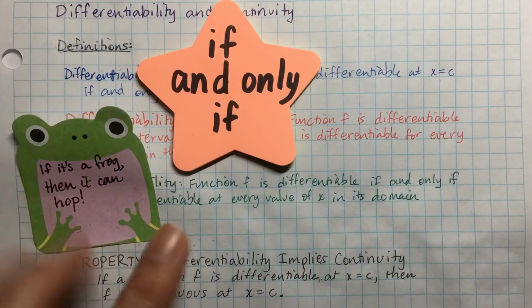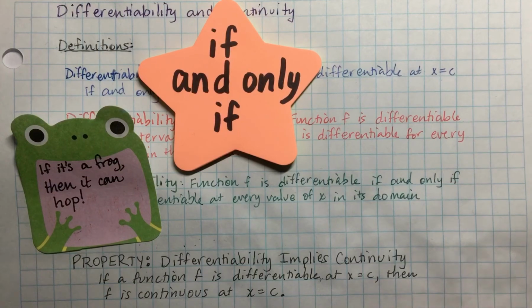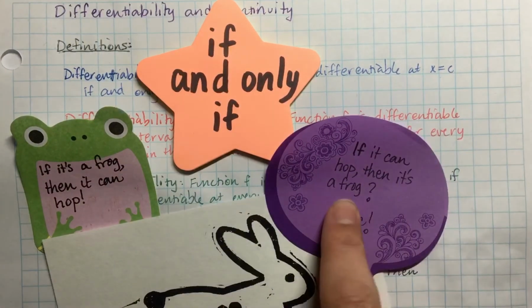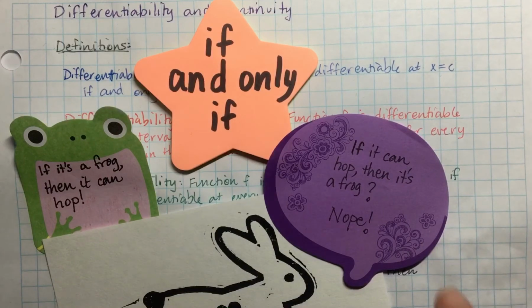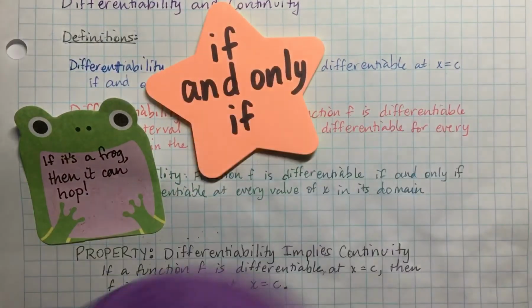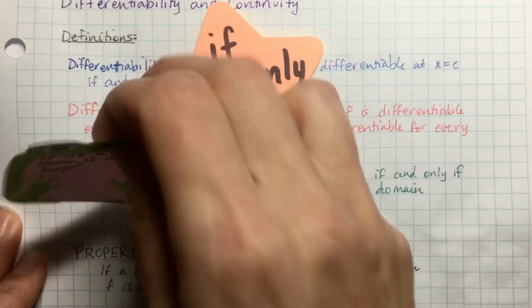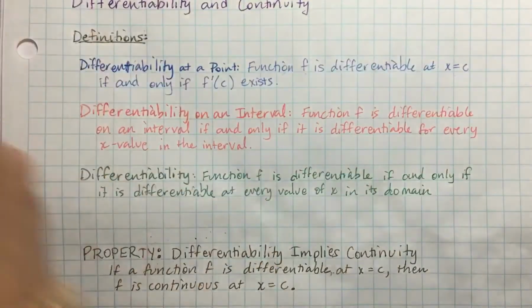But an if and only if would mean it's a phrase that you could switch the direction around. For example, if it can hop, then it's a frog. I don't know if you could read that because it's a little dark. And that's not true. It could be a bunny. So looking at some slightly silly examples, but hopefully it will help us understand the phrase if and only if.